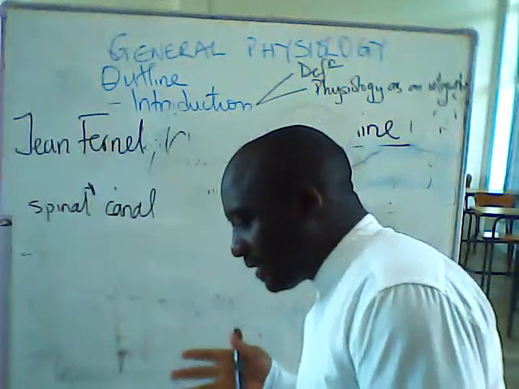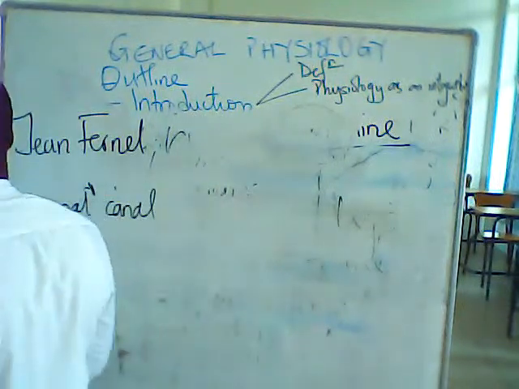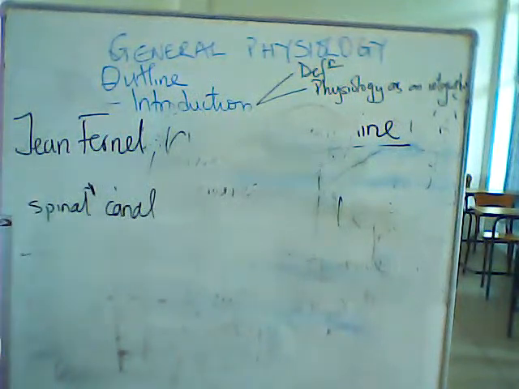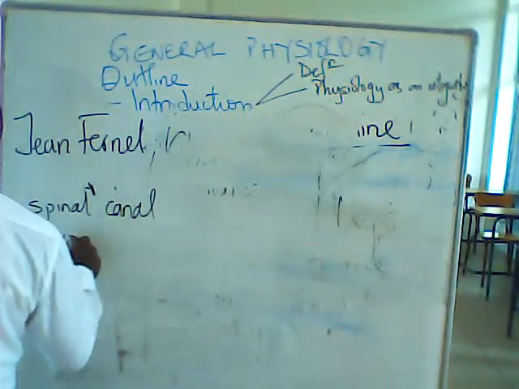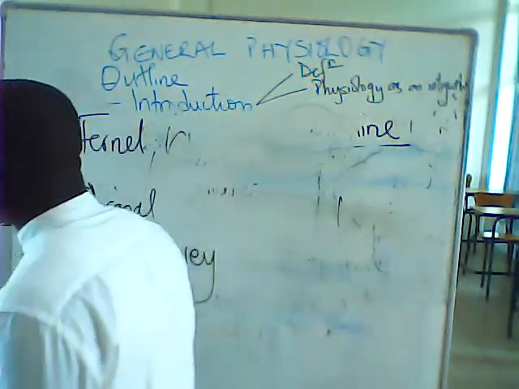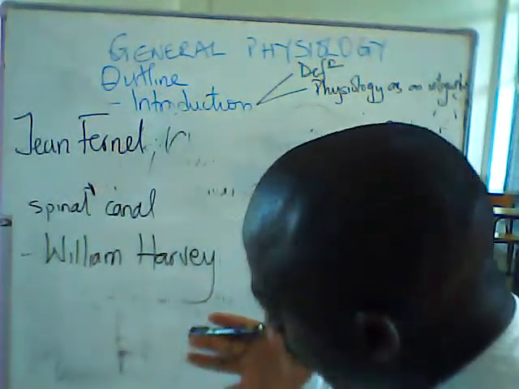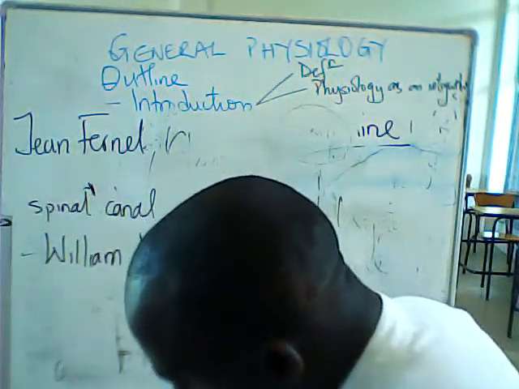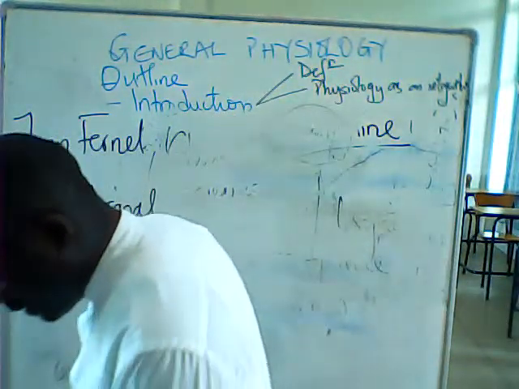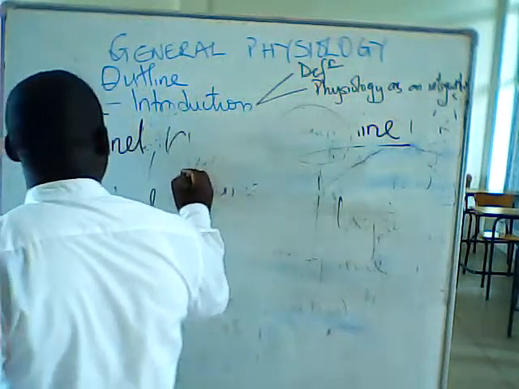One great leap forward in physiological knowledge came from the publications of a man called William Harvey, sometimes called the father of modern medicine. We had so much knowledge coming from his publication of a book titled Anatomical Dissertation upon the movement of the heart and blood.